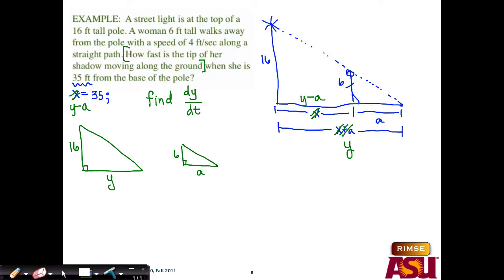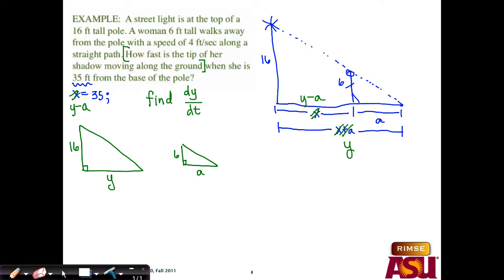These two are similar triangles, and A, I know, is related to Y. I could talk about whatever. I could rearrange these letters again. Maybe I'm just going to call this A and this Y minus A. Doesn't really matter. You can set this up however you want as long as you keep track of your expressions. So 16 and Y are related in the same way that 6 and A are.